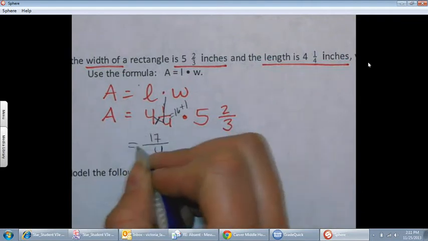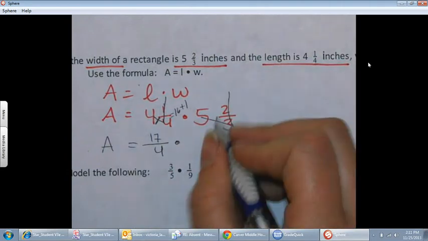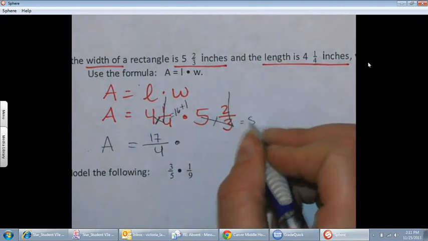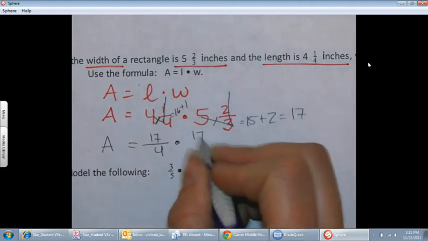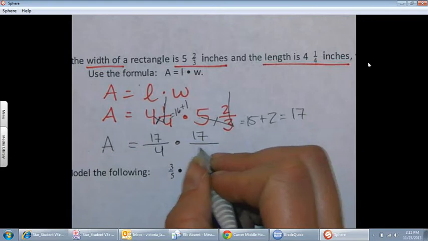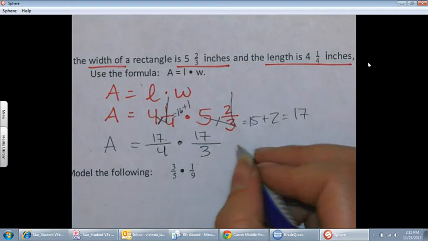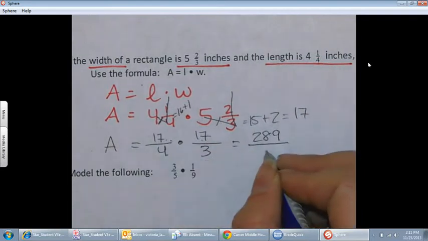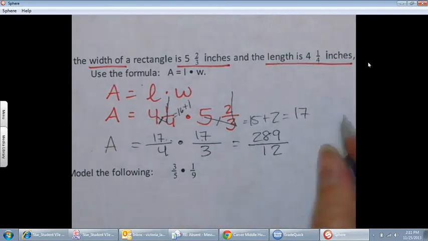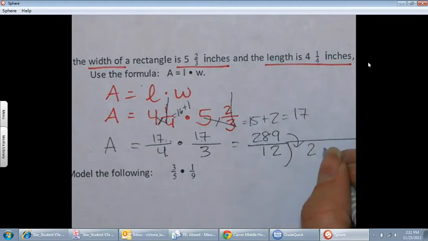So now we're going to have area equals 17/4 times, we've got to convert that number too. So 5 times 3 is 15, plus the 2 more gives me 17/3. Now, I can't cross cancel because 17 is a prime number. So 17 times 17 is 289, and you should know that from your perfect squares, over 4 times 3 is 12. So we're going to take a dip in the pool to convert it back to a mixed number now.